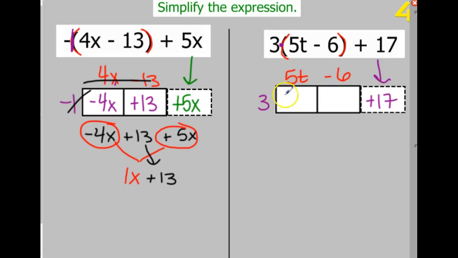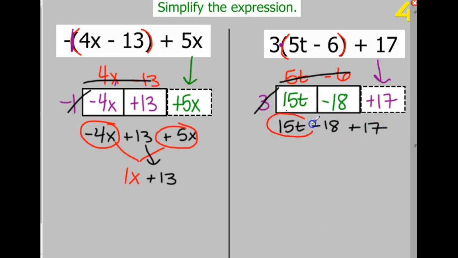So 3 times 5 is 15t. 3 times -6. 6 times 3 is 18, so -18. So we're done multiplying. Rewrite it. 15t minus 18 and a +17. This time there's only one t here. So we have 15t. There's nothing we can combine that with. But we do have more than one number that we can combine. -18 and +17. Different sign, subtract. 18 minus 17 is 1, but there's more negatives. So 15t minus 1.